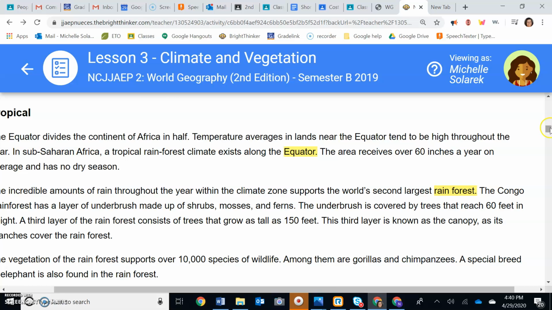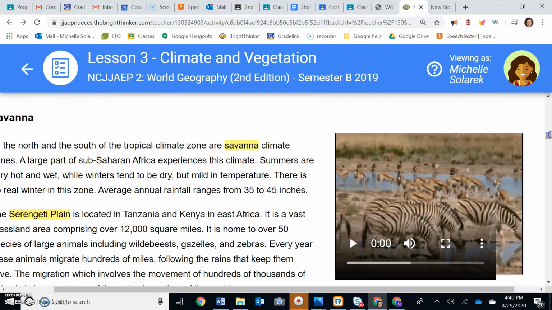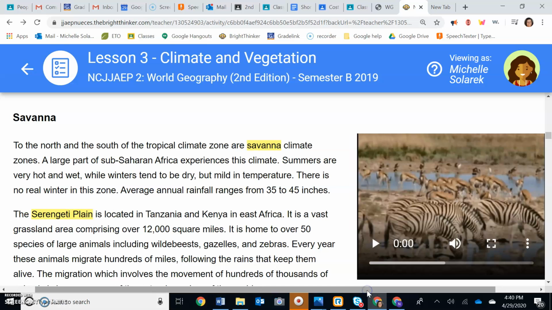Okay, so here we go. Now we're going to take a look at the savanna. Now look, obviously you can already see that number 4 is savanna, your answer, and number 5 is Serengeti Plain, your answer. So go ahead and start writing down your answers for number 4 and number 5. Just do me a favor and listen while you're writing. So let's talk about the savanna.